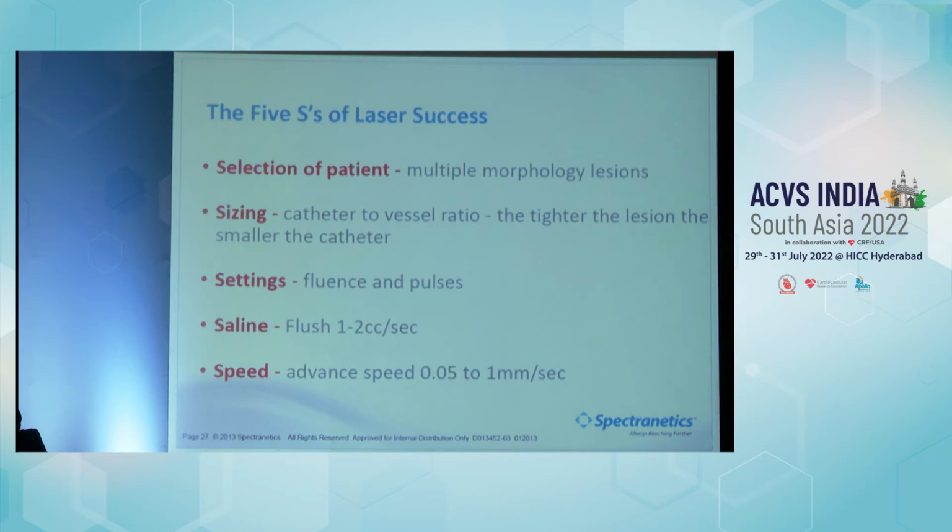That is, 0.9 you have to use, you should not use 1.4. Setting the fluence and pulses. Flush is very, very important. You should have continuous flush with the saline at 1 to 2 cc per second. The advancement speed also should be very slow. It should be 0.5 to 1 millimeter per second. These two things are very important.